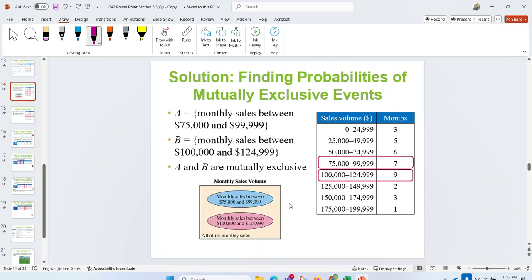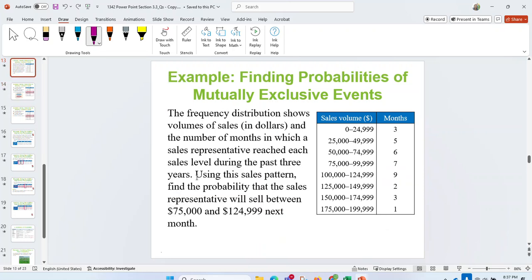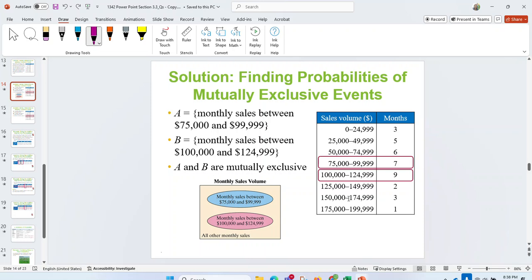Using this pattern, find the probability that a sale will be between 75,000 and 124,999. So you add these two together. These two are mutually exclusive, so you add the 7 and 9 together, and then divide by the total.